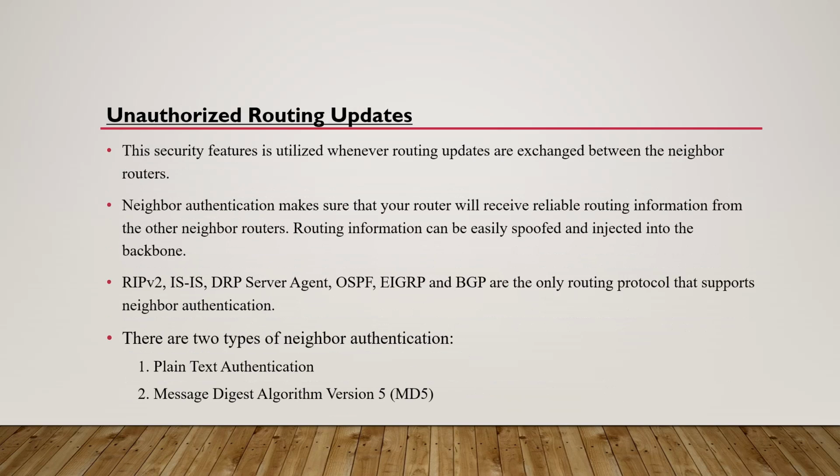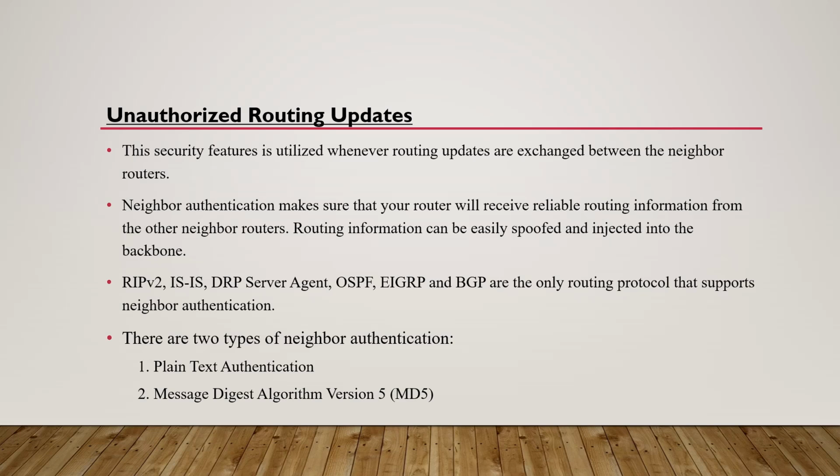The fourth type is unauthorized routing updates. This security feature is utilized whenever routing updates are exchanged between neighbor routers. So when we exchange data between router 1 and router 2, the data is in updates. Neighbor authentication makes sure that the router will receive reliable routing information from the other router. Routing information can be easily spoofed and injected into the backbone. RIP version 2, IS-IS, EIGRP, OSPF, etc. are the only routing protocols that support neighbor authentication.